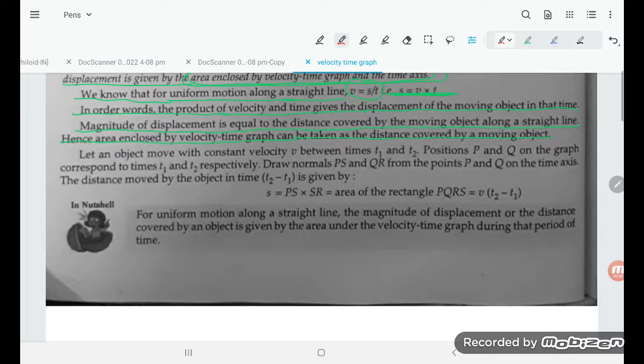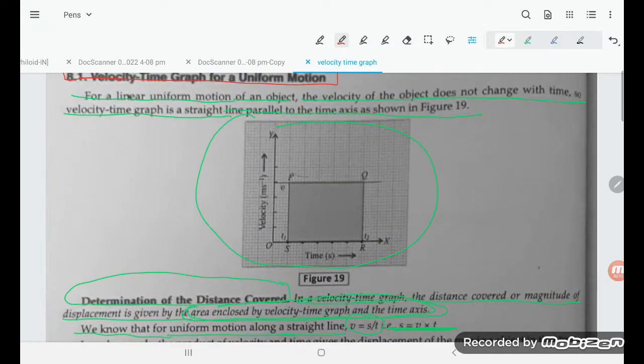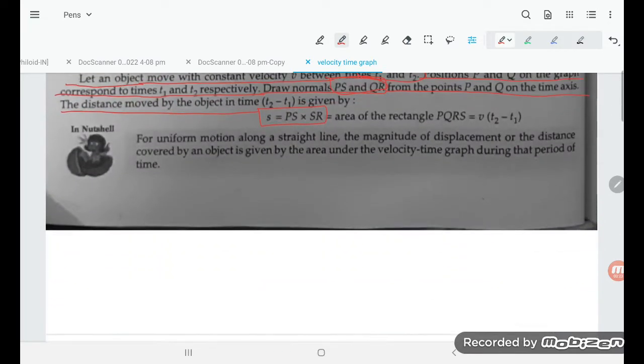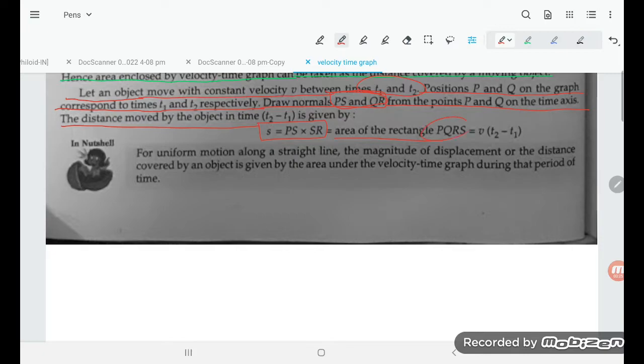Now see this one. Let an object move with constant velocity v between time t1 and t2. Positions P and Q on the graph correspond to t1 and t2 respectively. Draw the normals PS and QR from the points P and Q on the time axis. The distance moved by the object is in the time t2 minus t1. So s is equal to PS into SR, the area of the rectangle PQRS.